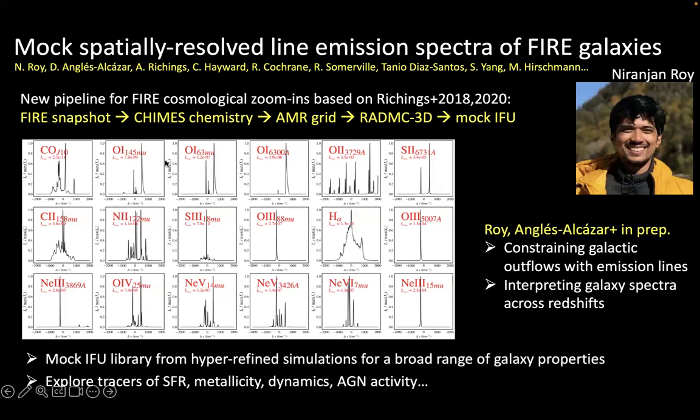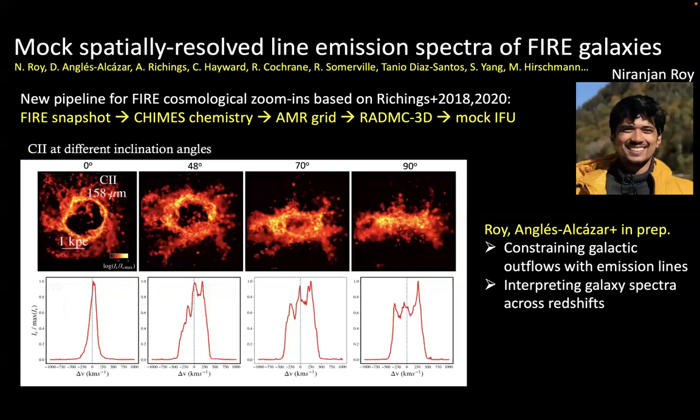These are just examples of spatially integrated line profiles that we see, and we are using this to study constraints on galactic outflows with different emission lines and trying to interpret galaxy spectra across redshifts. I think there is a lot of potential in combining these techniques with our new hyper-refinement simulations. I just wanted to illustrate this galaxy, which is actually a big outflow event at high redshift driven by stellar feedback. This is in C+, in the far infrared.